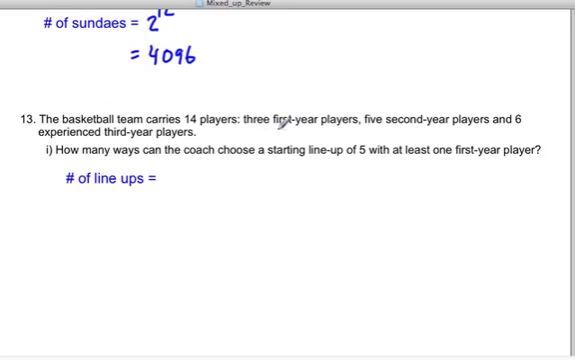But if you say that there is a center, a left forward, right forward, point guard, shooting guard, etc., then you're identifying that these positions are unique. So this would be a permutation. And if you took it to be that you're just picking 5 people to start and you're not really worried about the position they play, then you could use a combination, and I would accept both answers.